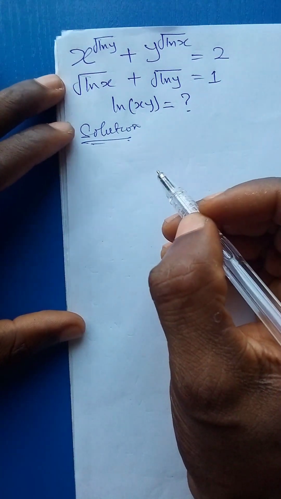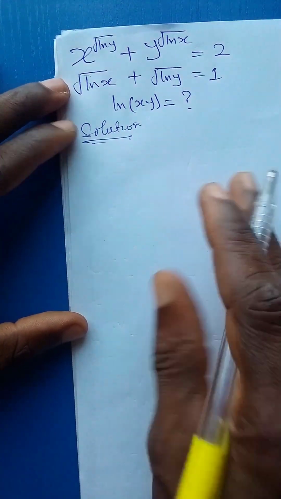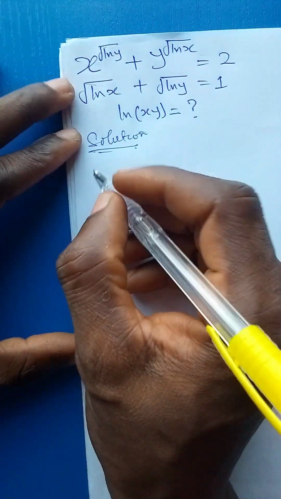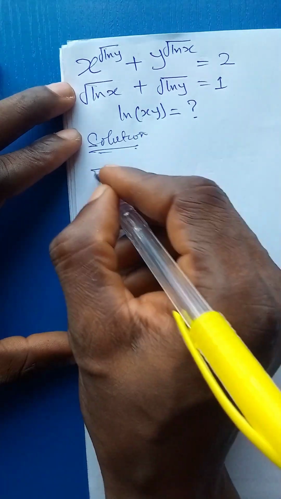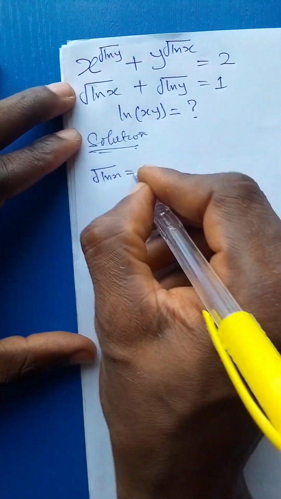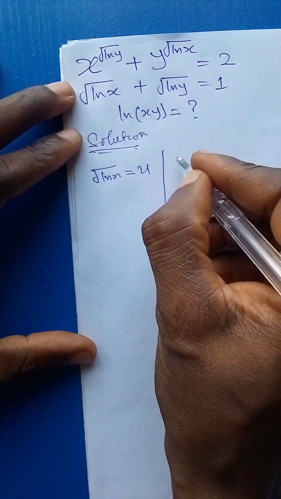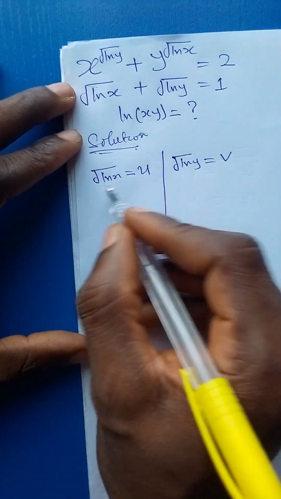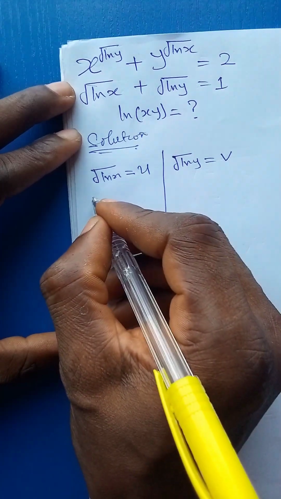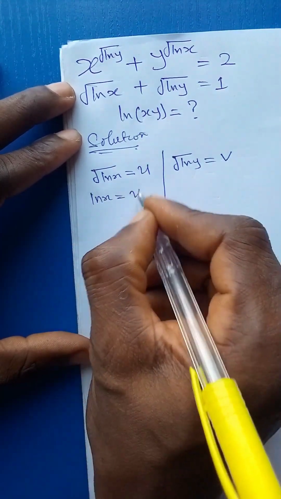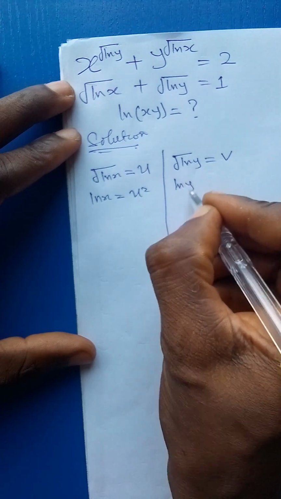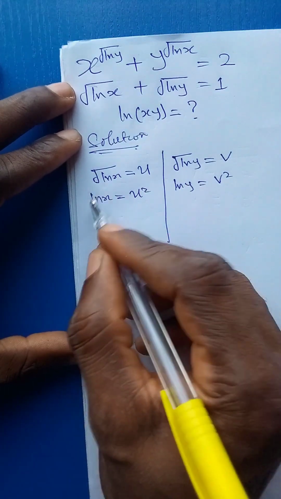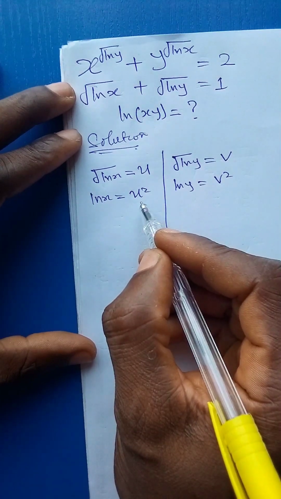What are we going to do to solve this problem? I am going to apply substitution. First, I'm going to let the square root of ln x be equal to u and the square root of ln y be equal to v. If I square both sides, I have ln x is equal to u squared and ln y is equal to v squared. Now I need to convert this logarithm to indices.